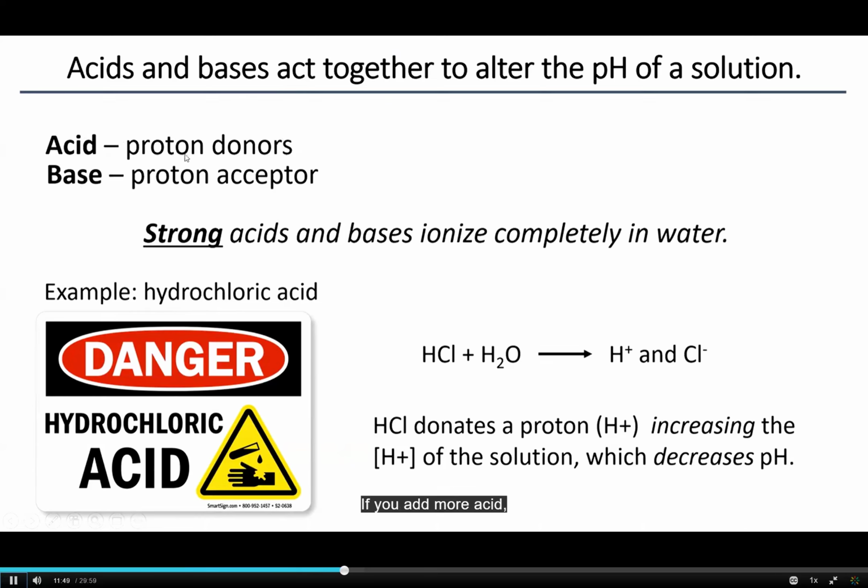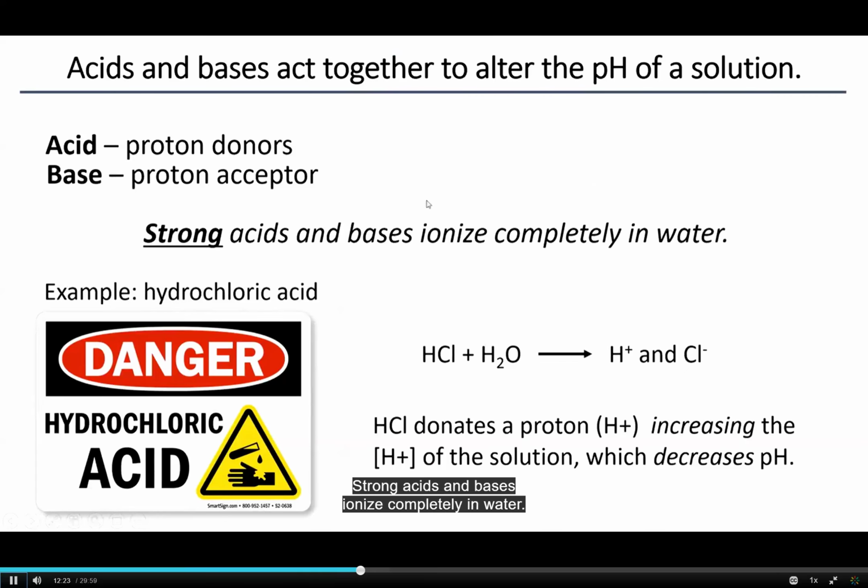If you add more acid, hydrogen ion concentration is going to increase because when you're adding acid, you're adding protons. If you add more base, pH will increase, so the pH of a solution gets higher. And so when you add base, what's happening is any free hydrogen ions in that solution are binding with the base, as bases are proton acceptors. And so the hydrogen ion concentration in the solution will decrease and OH will increase.